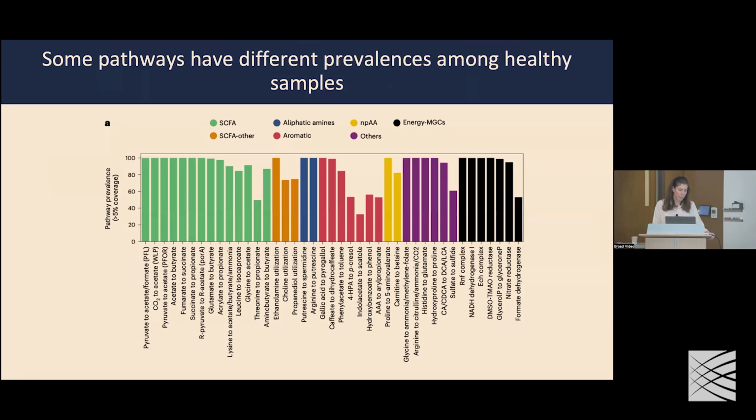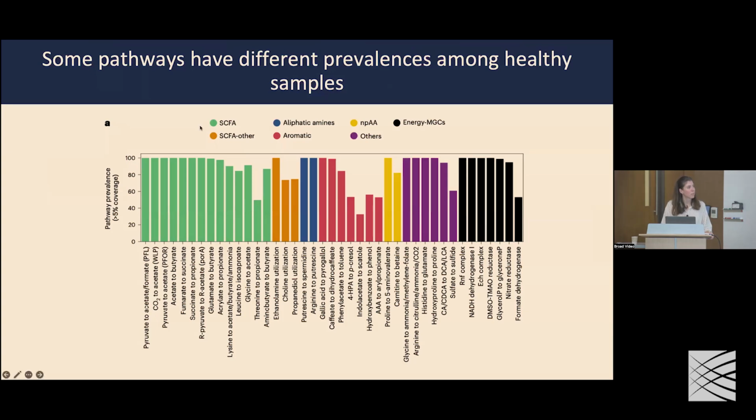These are the results of the pathway prevalence. Here on the x-axis you have all the pathways, and on the y-axis the prevalence of the pathways, again classified into the different categories that we defined. And it was nice to see that we were able to capture most of the pathways that were known to be found in healthy samples. We were able to see them in almost 100% of the participants. That was very interesting to see.